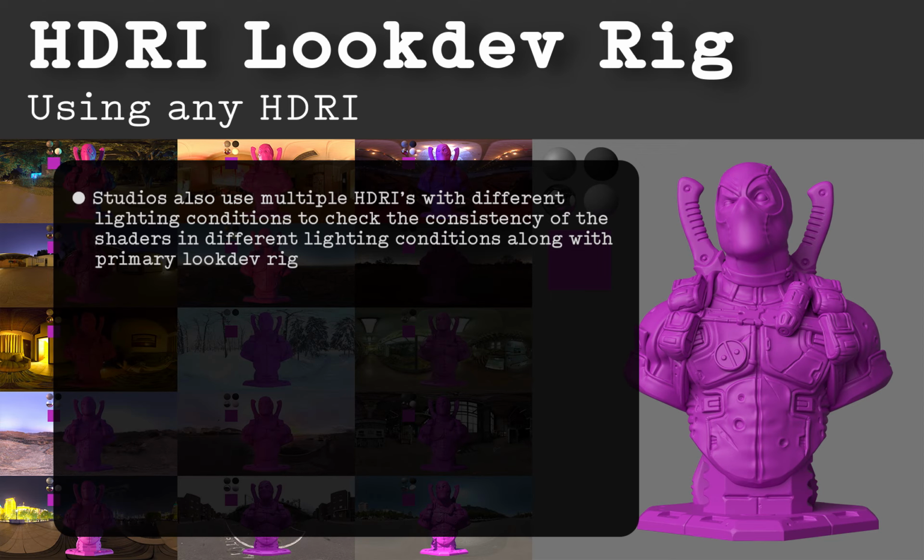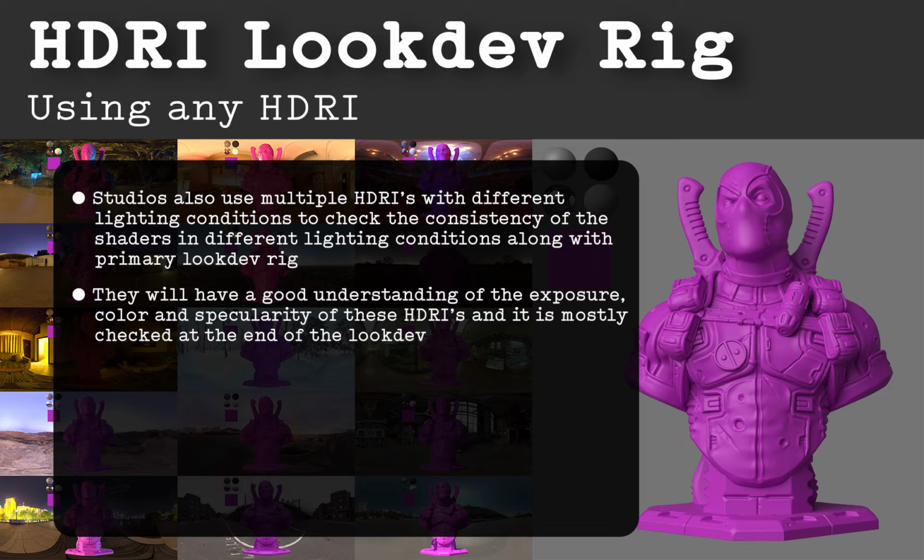And most studios also use multiple HDRIs along with the studio rigs with different lighting conditions, and that's only to check the consistency of the shader on multiple environments. And in these kind of situations, they will have a proper understanding of the lighting conditions of those HDRIs. Like if it is a sunny HDRI, they will have an understanding that how much the exposure will go higher than the normal condition. And if it is an interior scene with another colored light, they will know what will be the color values. They will have a proper understanding of all those HDRIs and how the speculars are going to come, how the exposure is going to come.